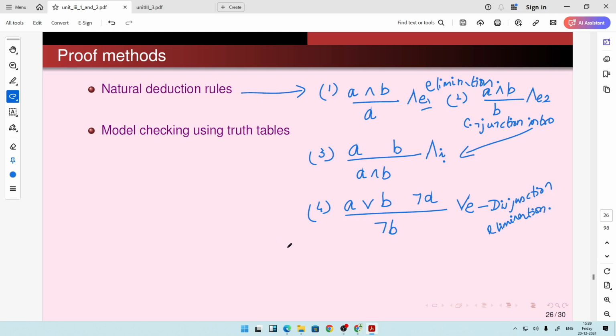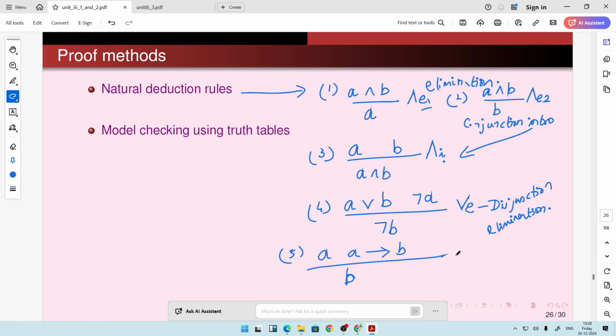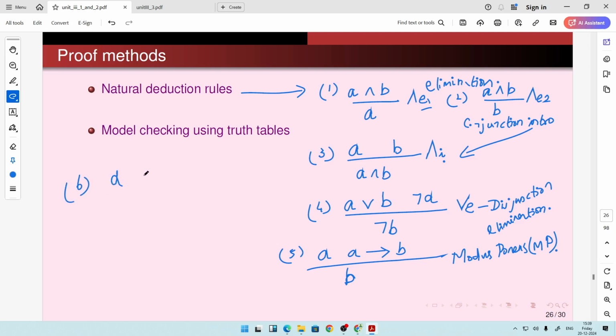Another rule which we would be using mostly is modus ponens, where you have two premises, A and A implies B. Therefore, I can infer B. This is called modus ponens or MP. And the other rule is A implies B and not B, then I can infer not A. This is called modus tollens.